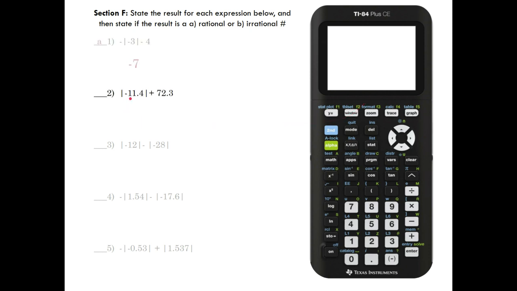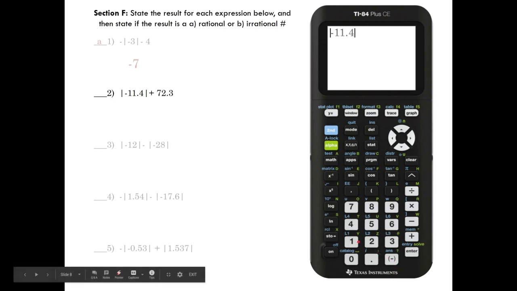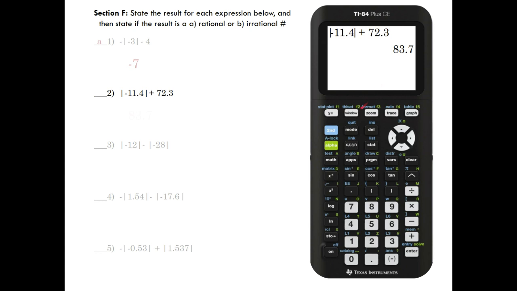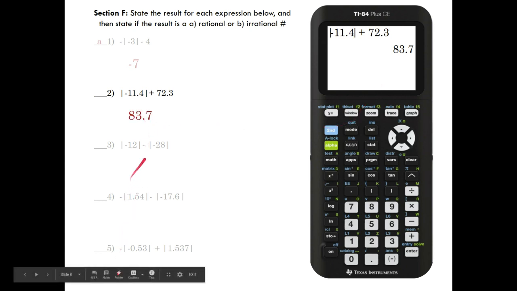Number 2, we have absolute value of negative 11.4 plus 72.3. So again, you press math and then to the right and then enter, and you get these two parallel lines. You write in negative 11.4 plus 72.3, and you press enter, and you get 83.7. You write it over here, 83.7. The number after the decimal point stops, so therefore it's rational, and the answer is A.